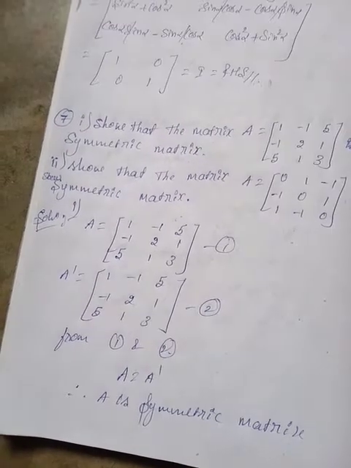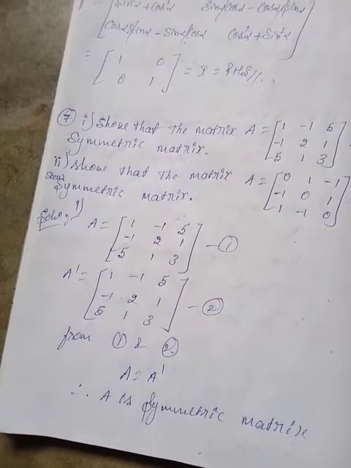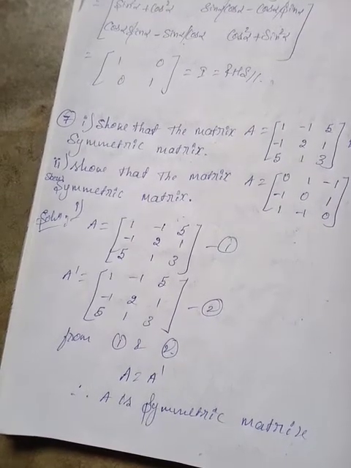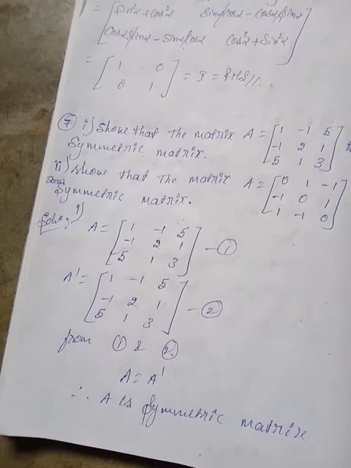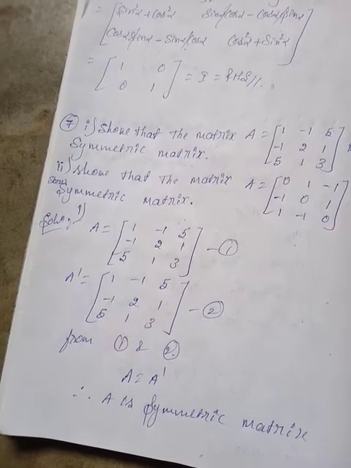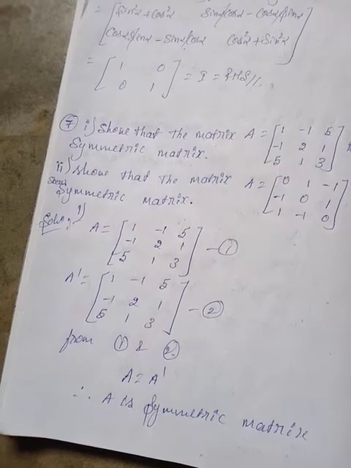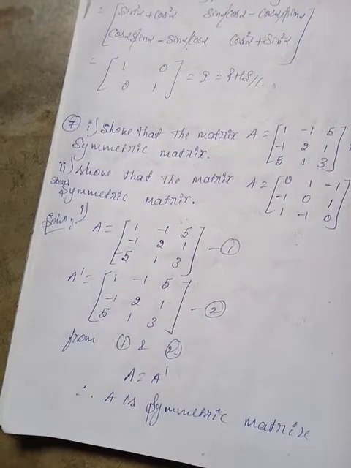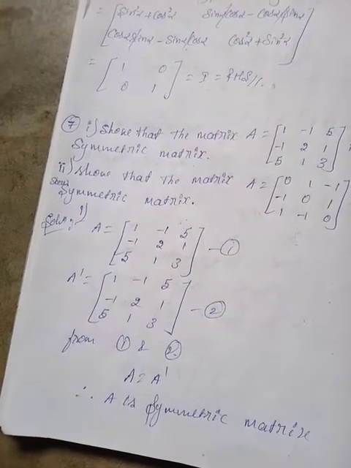You all already know the definition of symmetric and skew symmetric matrices. For a symmetric matrix, the condition is A is equal to A transpose. For a skew symmetric matrix, the condition is A is equal to minus A transpose. First, let us see whether the given matrix is symmetric or not. Let us check it out.